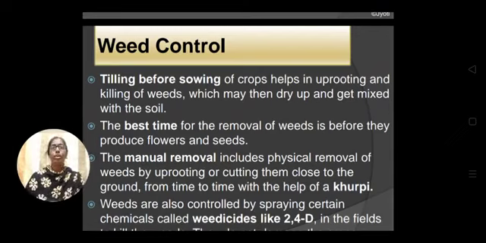But after sowing, when the crops are growing, at that time also some weeds are growing along with the crops. So those are to be removed, and it is very much essential. And what is the best time for the removal of the weeds? It should be done before they produce flowers and seeds. Before the undesirable plants produce the flowers and seeds, they should be removed.